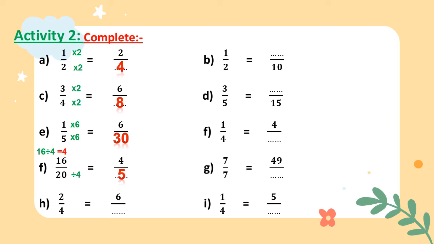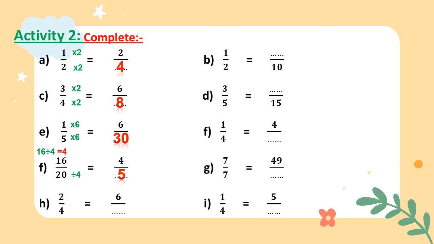First, I made 16 divide 4. Numerator divide the other numerator. 16 divide 4 equals 4. I get the answer and divide the answer by the denominator, like you see. So 20 divide 4 gives me 5.